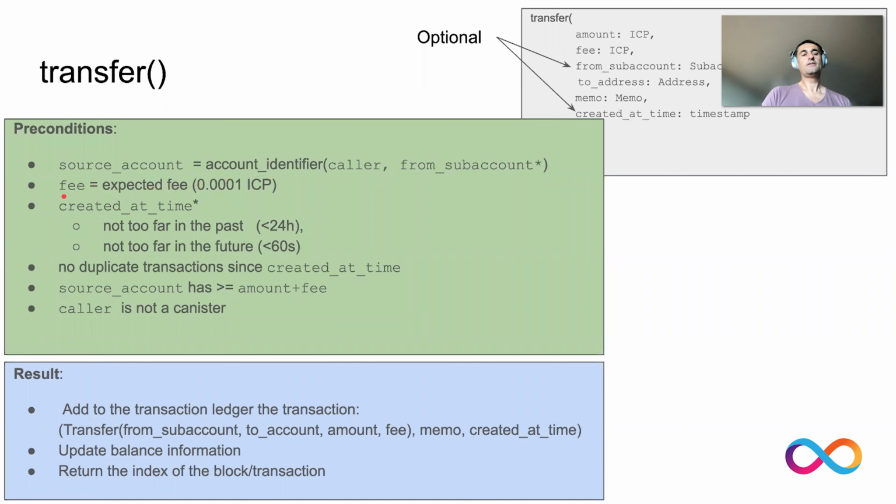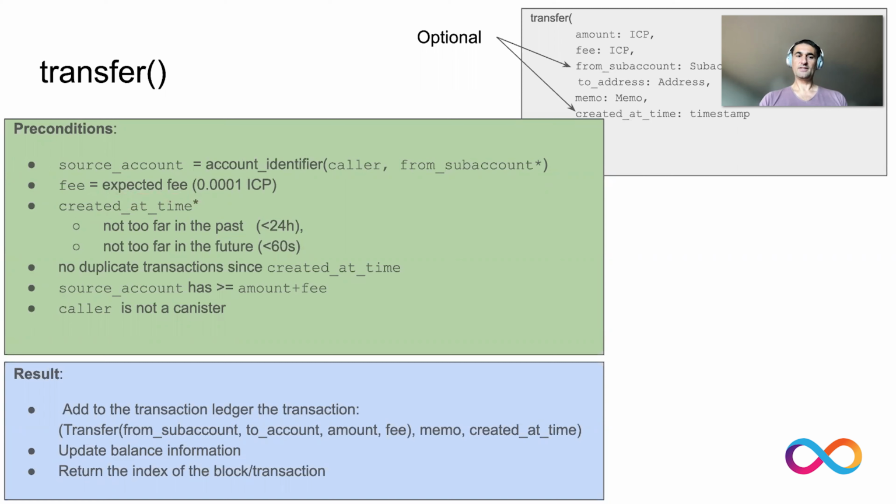Then the ledger checks if the fee that is specified matches the fee that the ledger expects. Currently this is 10^-4 ICP. And then it performs some checks on created at. First of all, if created at is not specified, then it is set to now, the time that the ledger canister sees.